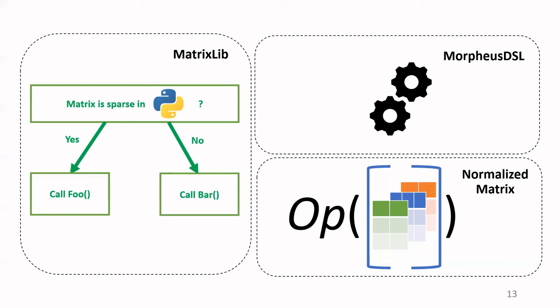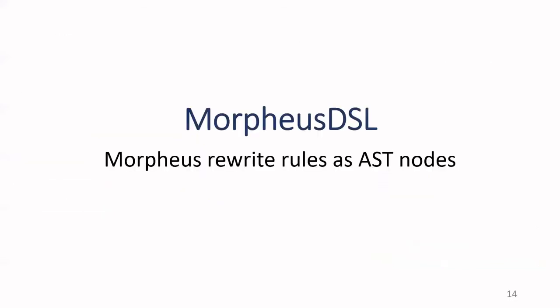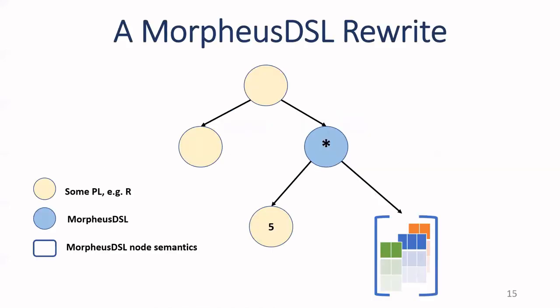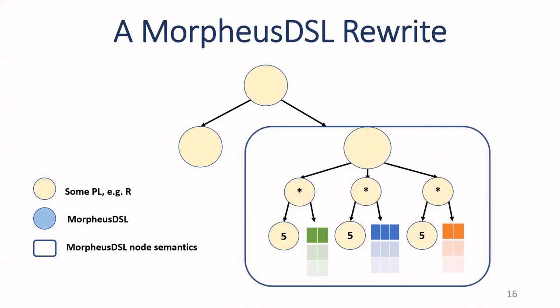Now let's dive deeper into each of these components, starting with MorpheusDSL. MorpheusDSL is a GraalVM language whose AST node semantics correspond to Morpheus rewrite rules. Here's how it works. Say we're multiplying a normalized matrix with 5. In yellow, we have the AST nodes of a language like R, and in blue, we have the multiplication operator of MorpheusDSL. At runtime, the MorpheusDSL node expands to several calls back to R's own linear algebra libraries, which perform the actual computations. And this is possible because GraalVM's interoperability features allow users to execute code across multiple languages.